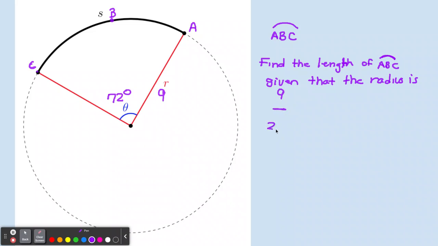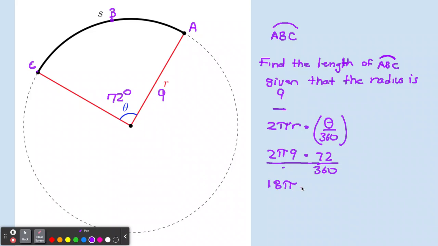Well, we have 2 pi r times theta over 360. And we know we're going to have 2 pi 9 times 72 over 360. Right? And if we put that in our calculator, we'll get 18 pi times 72 over 360. And so what will be the length?